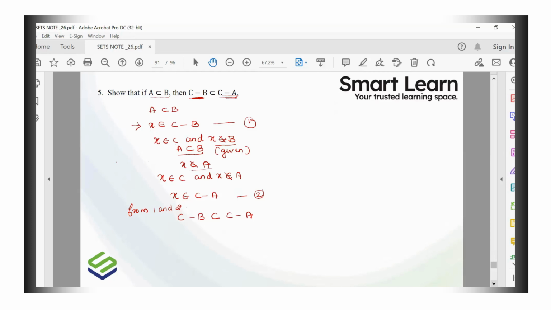That means X is not an element of A because X is not an element of B. So, if A is a subset of B, then X is not an element of A. Now, X is an element of C and X is not an element of A. Here I start with X is an element of C, and the answer is X is not an element of A. That means X is an element of C minus A. So from 1 and 2 what you can say? C minus B is a subset of C minus A.